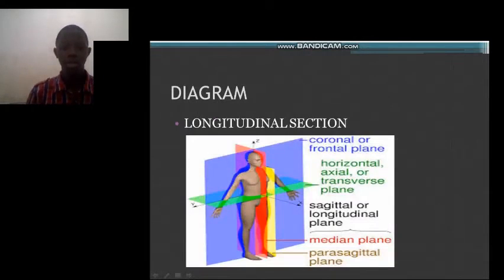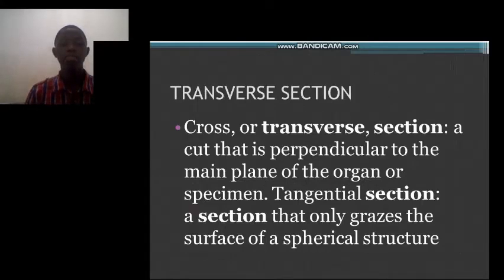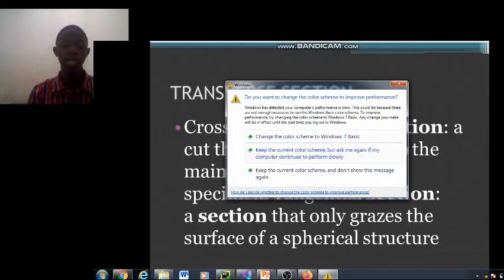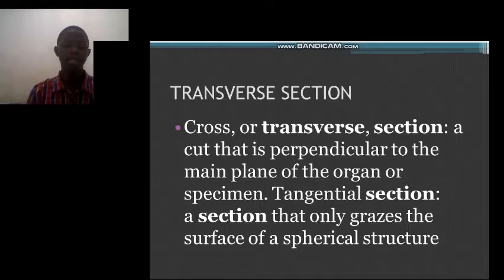Okay, so the transverse or cross section, a chord that is perpendicular to the main plane of the organ or specimen. Tangential section, a section that only grazes the surface of a spherical structure. The transverse section is like cutting the body this way. So if you cut the body this way, the surface will be of a spherical structure. That's why you see there a section that only grazes the surface of a spherical structure.